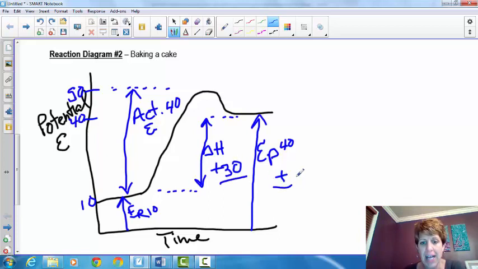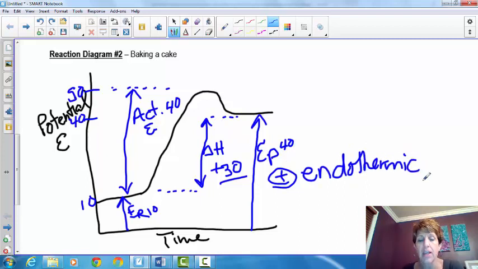When you have a positive value, you have this big uphill. Positive reminds you energy is going in. So this is an endothermic reaction. All right, always remember you can pause, you can go back, you can practice it, you can draw more diagrams to make sure that you understand each of these parts.